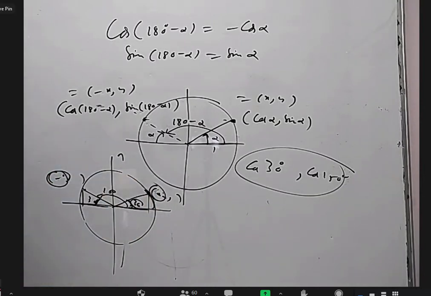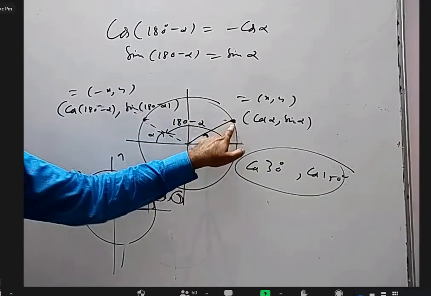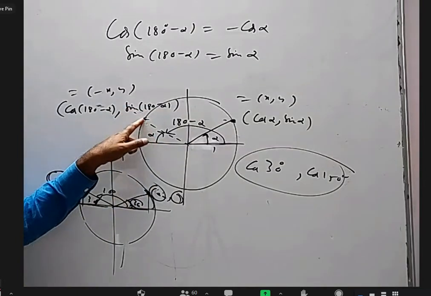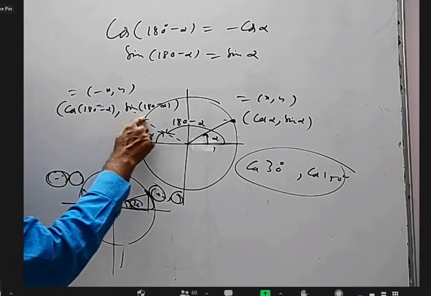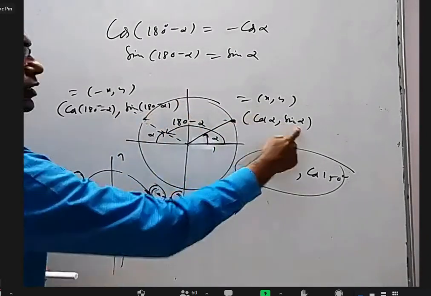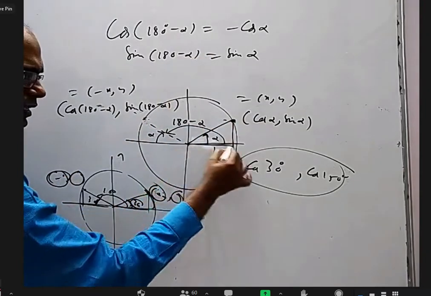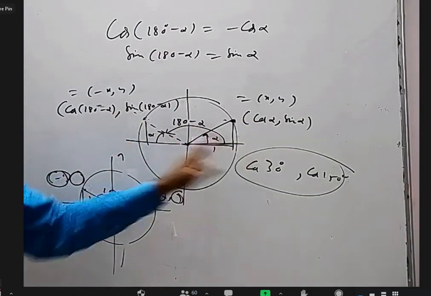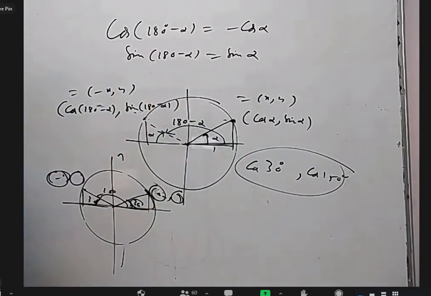Yes, sir. And sin 150 is same as sin 30? Yes, sir. Because you turned alpha here, the coordinates of this point are cos alpha, sin alpha. Because you turned 180 minus alpha here, the coordinates of this point are cos(180 minus alpha) and sin(180 minus alpha). Both are at the same level, same y coordinate. That's why these two are equal. This length and this length are same, but that is in the first quadrant and this is in the second quadrant. X coordinates will have opposite sign. That's why these two have same magnitude but opposite sign.